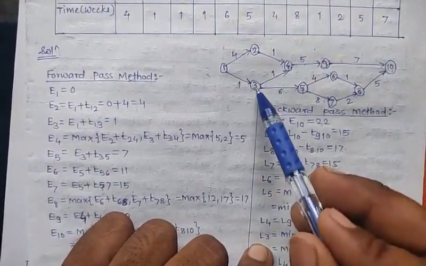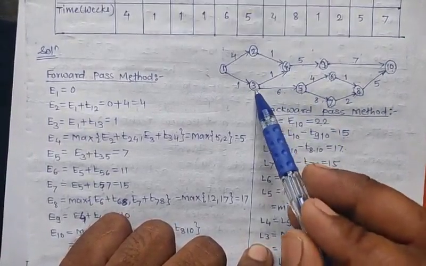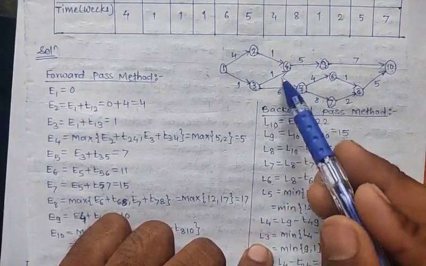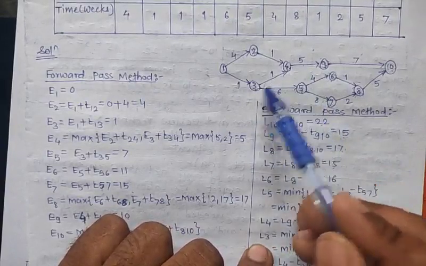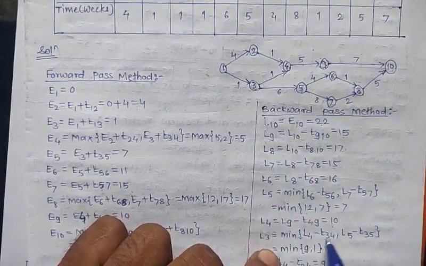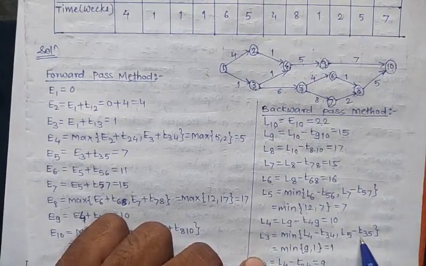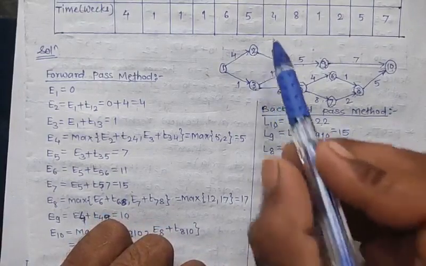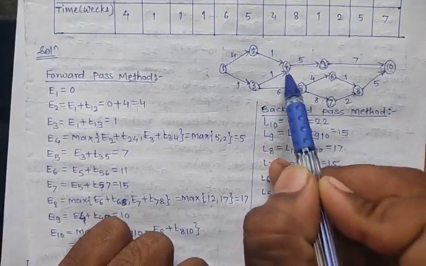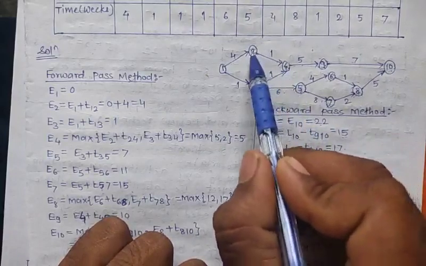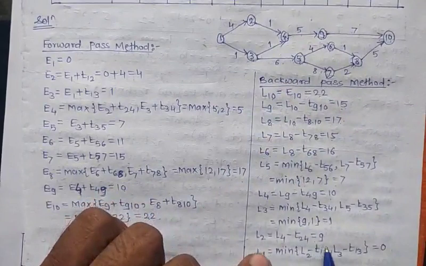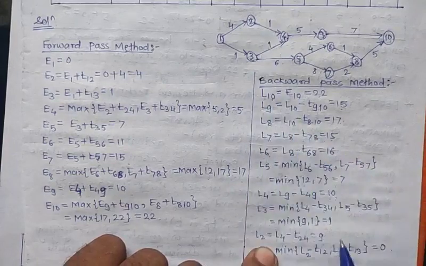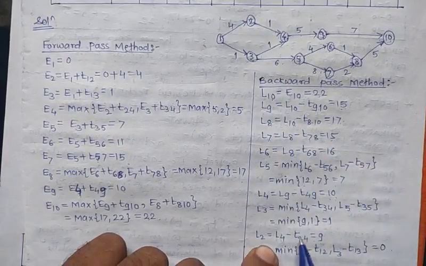Next, calculate L3. For L3 we have two outgoing arrows, to the 4th and 5th events. So we take the minimum between these two: L4 minus T34 and L5 minus T35. The minimum between these two, we get 1. So L3 is 1. Next, calculate L2. From L2 there is one outgoing arrow, to the 4th event. So we get the formula L4 minus T24. The value of L4 is 10 minus 1, which is 9.